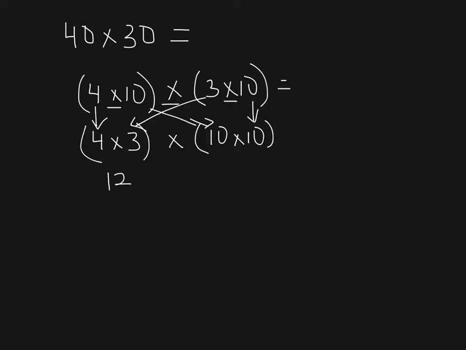That equals 12. And 10 times 10, as we all know, is 10 to the second power, or 100. And 12 times 100 will be 12, and it will have 2 more zeros at the end. So the answer to 40 times 30 is 1,200, or 12 hundreds.